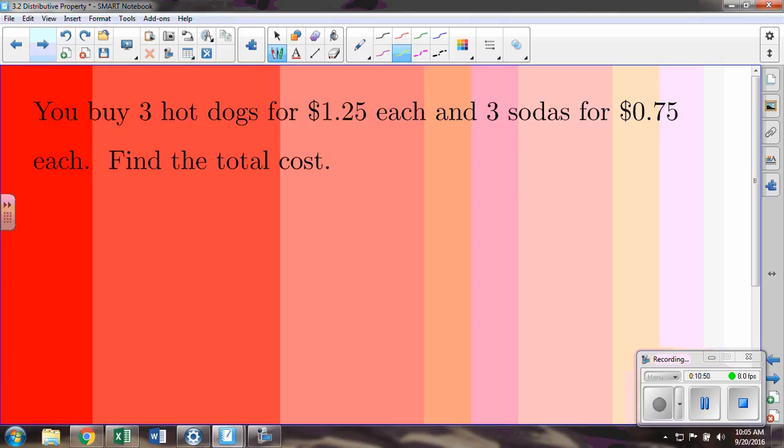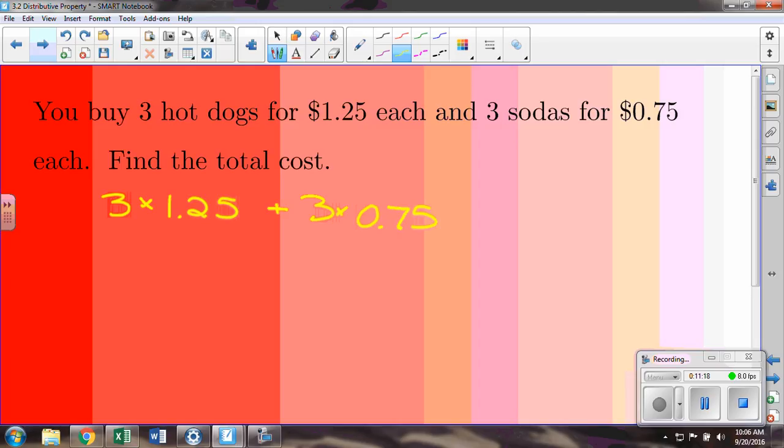One way of doing it is to take 3 times $1.25, get the price of the hot dogs. Then we would have to add 3 times 75 cents to get the sodas. This is one valid way to get the answer. You can do it that way. This is also the harder way.